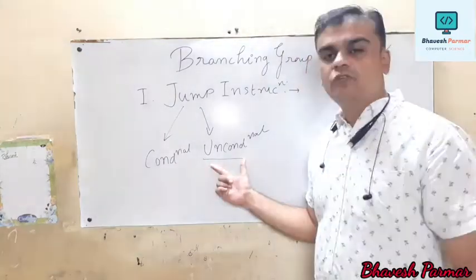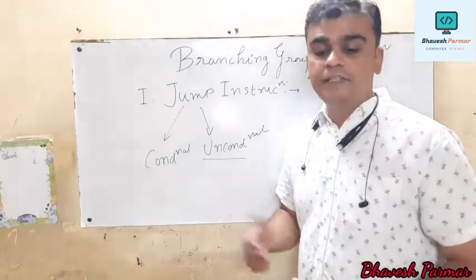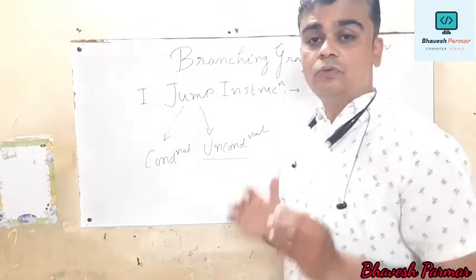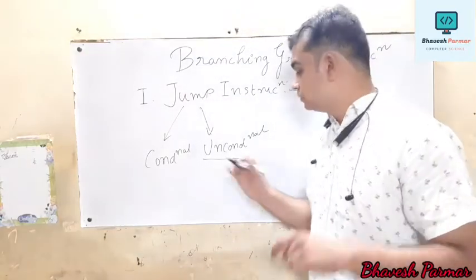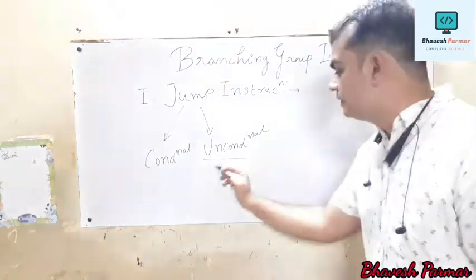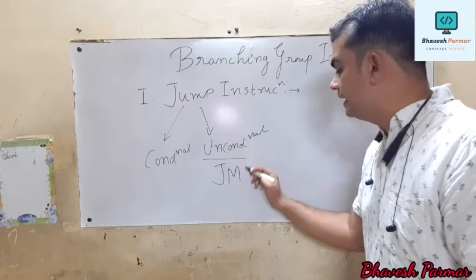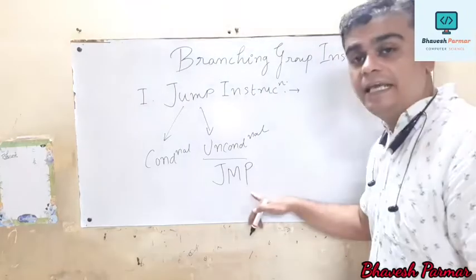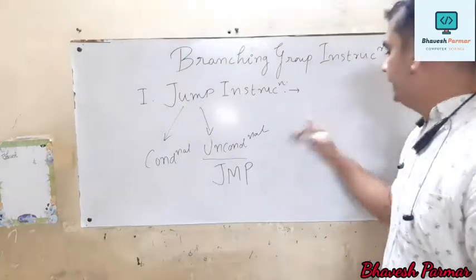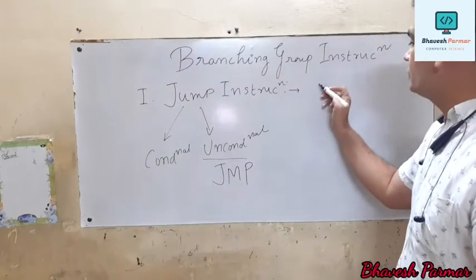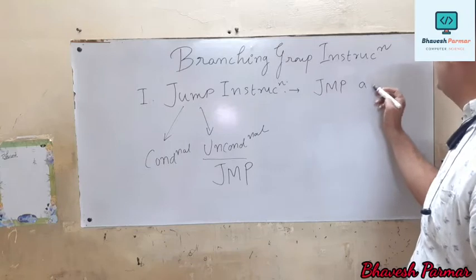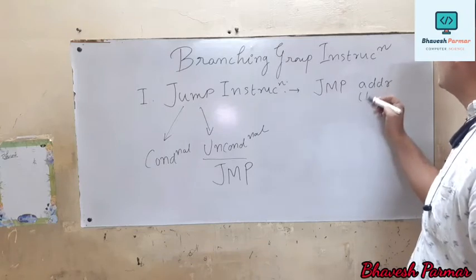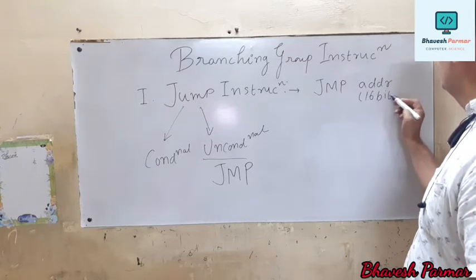So in that we are going to focus first on unconditional jump instruction. As usual we are going to write down our traditional 5 to 6 points. Generally, unconditional jump instruction is represented by the standard instruction JMP. And how do we write this instruction? It is represented by JMP address, and the address is always 16-bit.